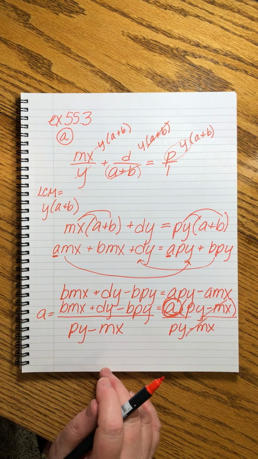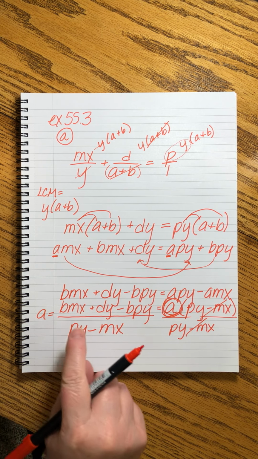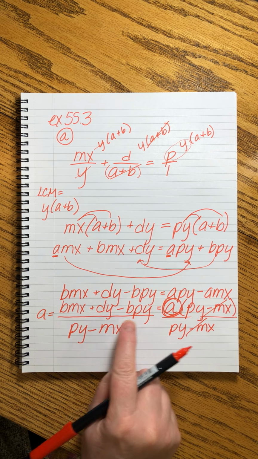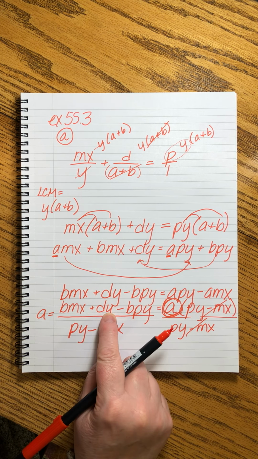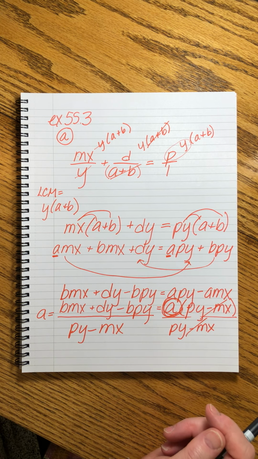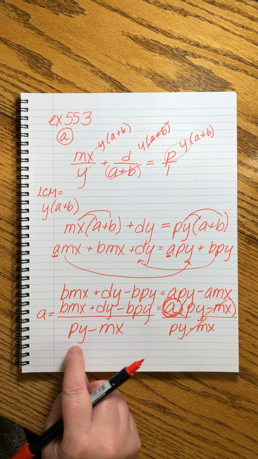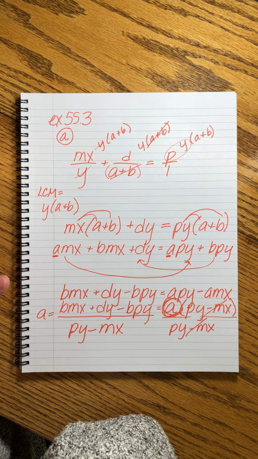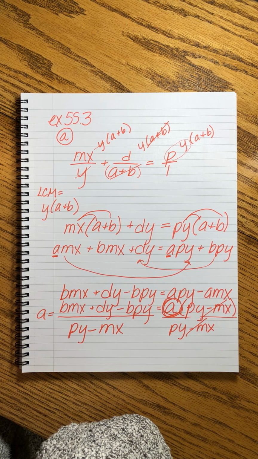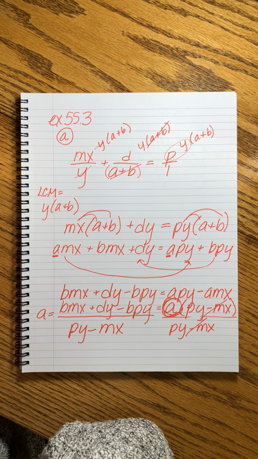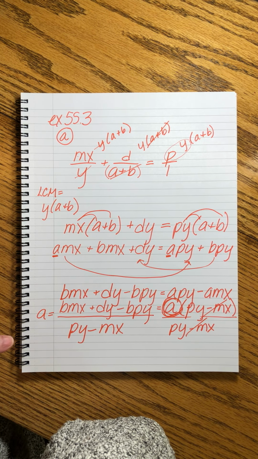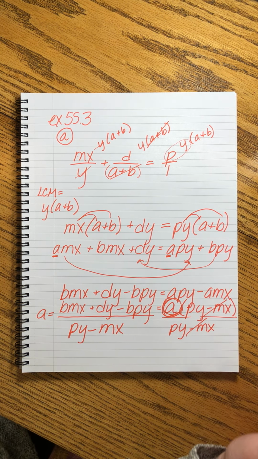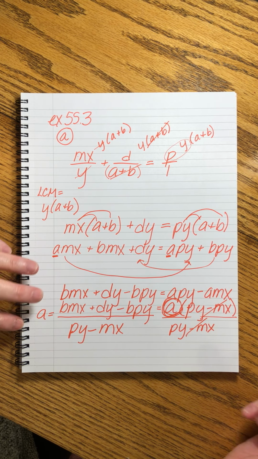Let's check the answer. John says it's PYB minus BMX minus DY. Wait a minute, all his signs are opposite. mx minus py. All of his signs are opposite than mine. What the heck? Well, once again, that's not a surprise. All it means is that he swapped things in different directions than I did. That's all it means when the signs are off. But I want to make sure mine comes out exactly like his.